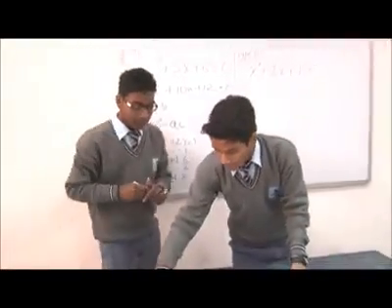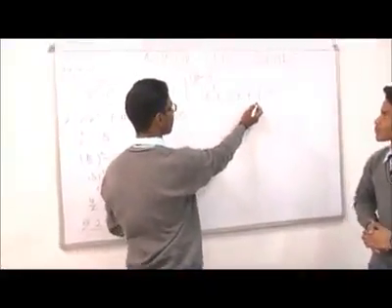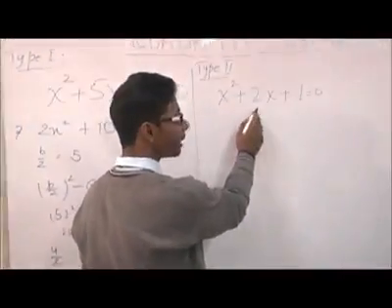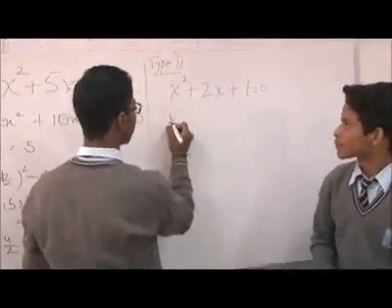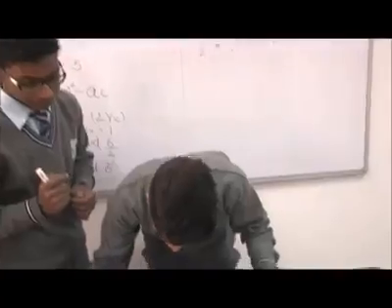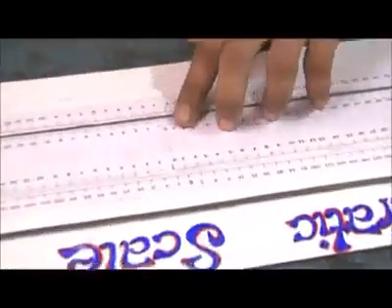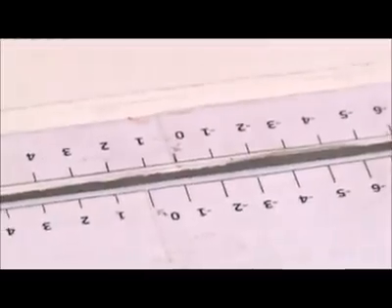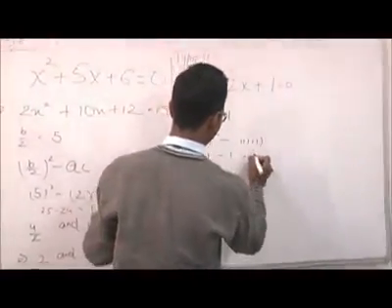Now let's show another example. x² + 2x + 1 = 0. Here b is even, so we directly find the value of b by 2. Here b by 2 is 1. We align the 0 of the m scale with the 1, and then we again calculate (b by 2)² minus ac. That is 1 minus 1, which equals 0.